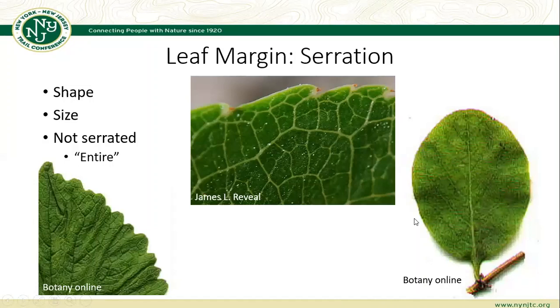You're also going to want to look at serration on the leaf margin or edge. So you'll want to look at the shape of the serration. If you can see here in the middle, this has got a pretty pointy serration. And here on the bottom left, it's got a very round serration. You'll want to look at the size of the serration as well. And if something is not serrated, that is called entire. It has an entire leaf margin, like this leaf here on the right.